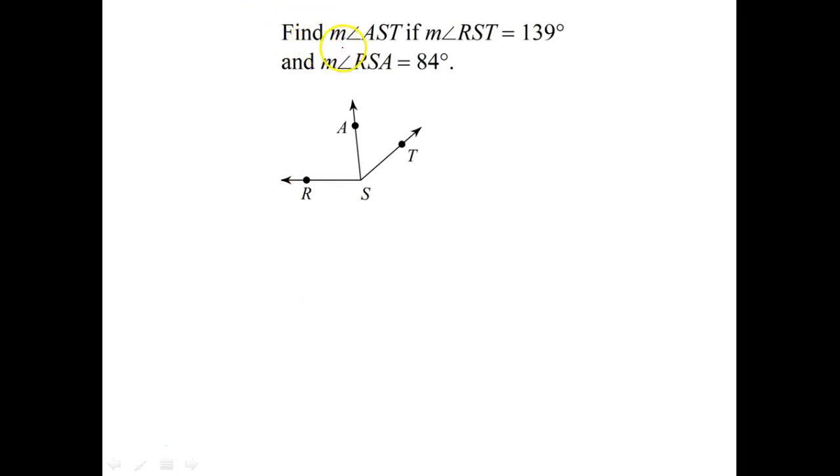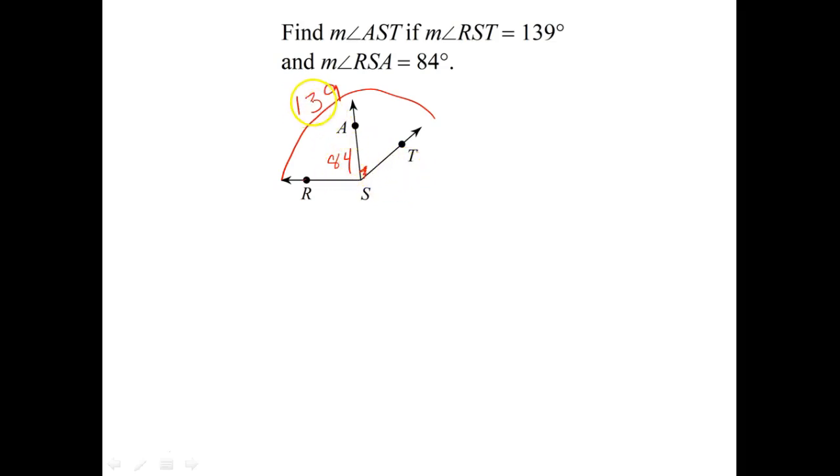Find the measure of angle AST. You guys can pause these videos and work them out on your own. See if you get the answer that I come up with. So they want me to find AST, this angle, right? If RST, the whole angle, is 139 and RSA is 84.